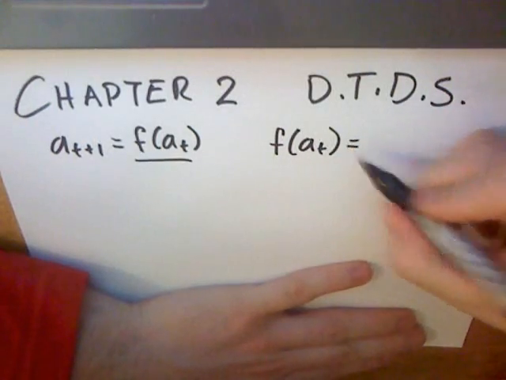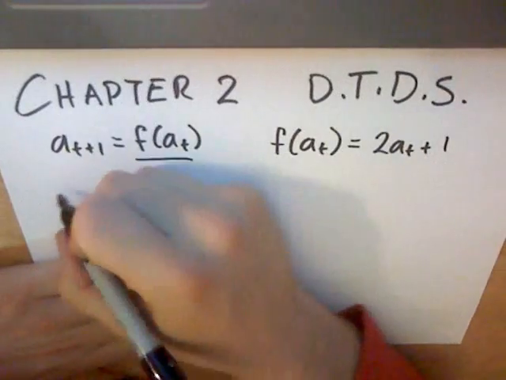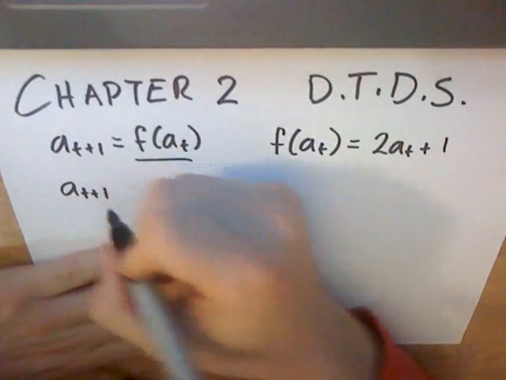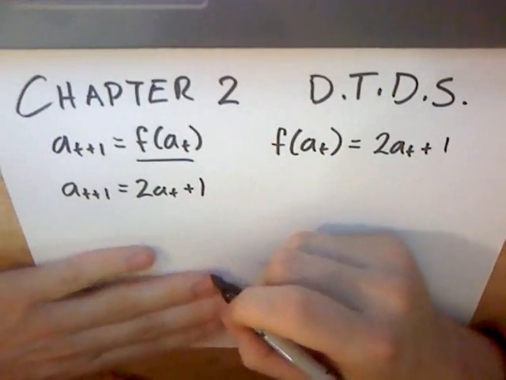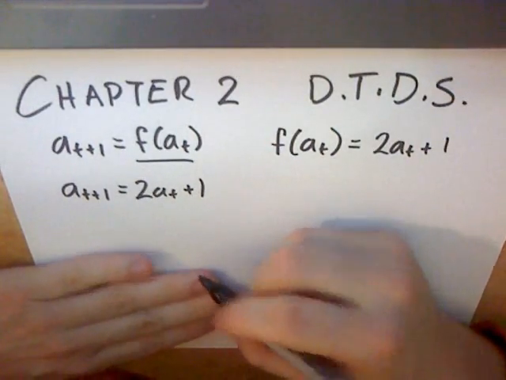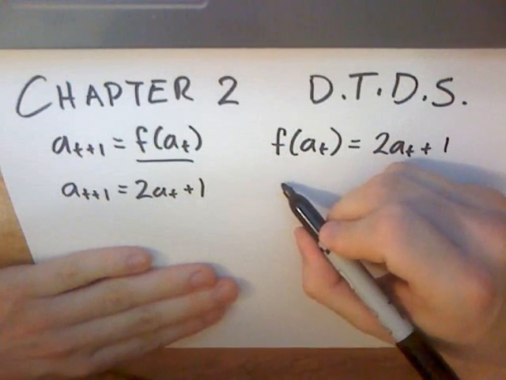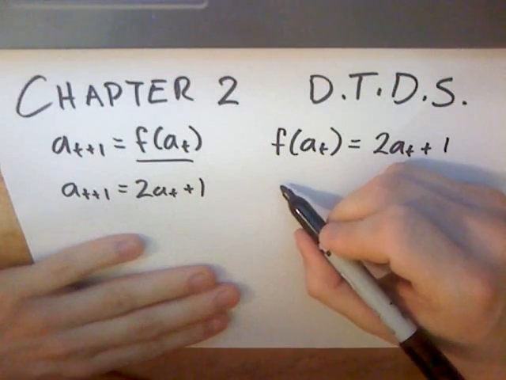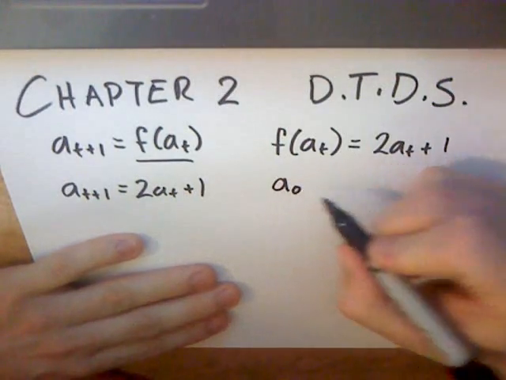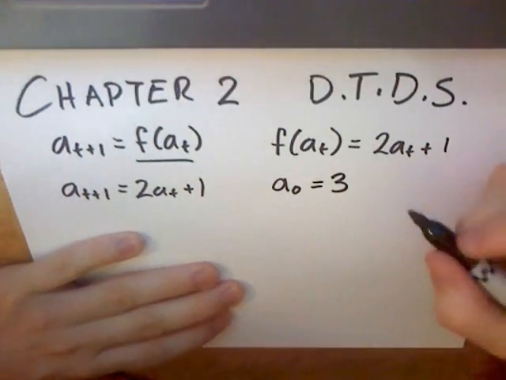This updating function is 2a_t plus 1. So our discrete time dynamical system in this case is a_(t+1) equals 2a_t plus 1. And a discrete time dynamical system is always paired with an initial value. Otherwise, we don't really have that much interest in it. So let's say our initial value is 3 in this case.